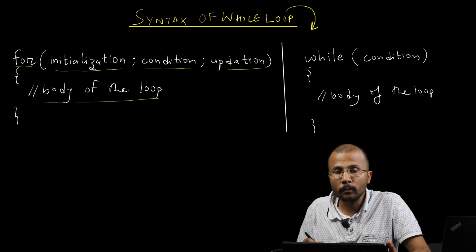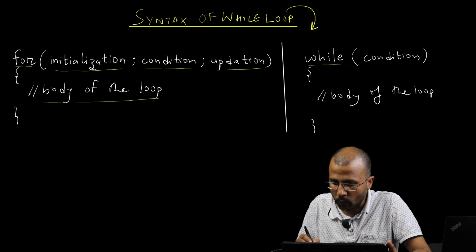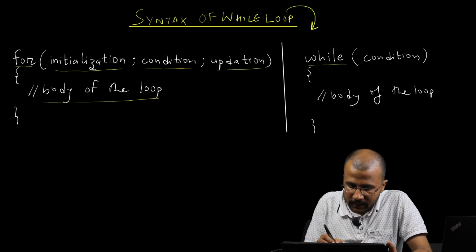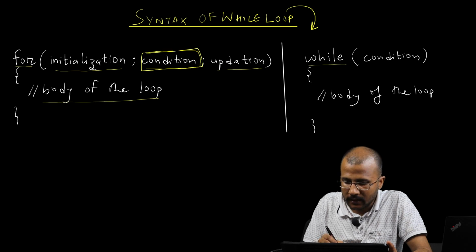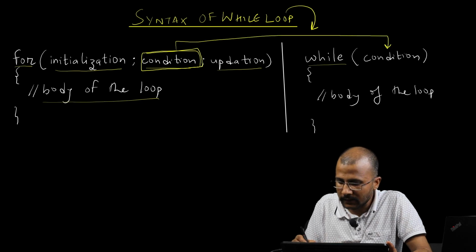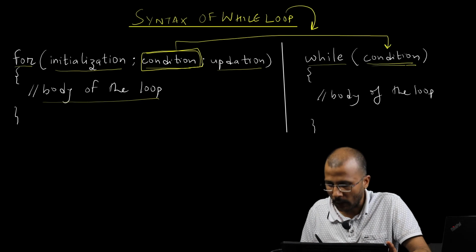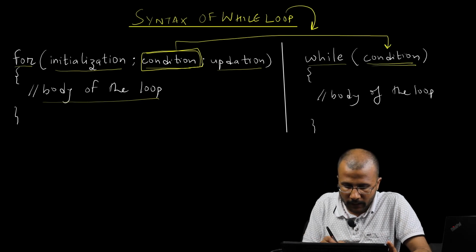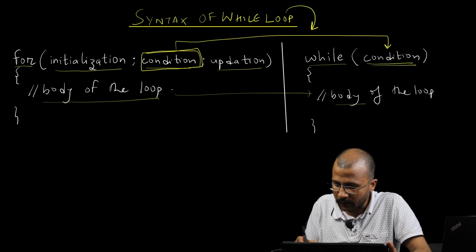Okay, the while loop is very simple. You just have this keyword while, in small letters, and the condition that you write in the second parameter of the parenthesis will come here. So this is the condition of the while loop. And this is the body, the body of the loop.